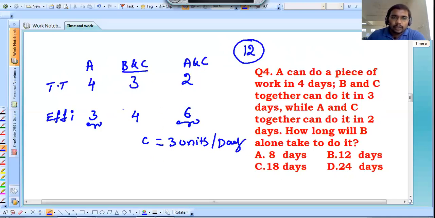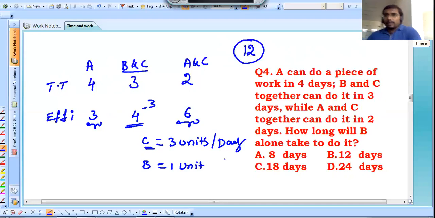B and C together, how many units they are completing? 4. That means B will complete 4 minus 3, because in this 4, 3 units are completed by C. Then B will complete how many units? 1 unit. B will complete 1 unit per day.